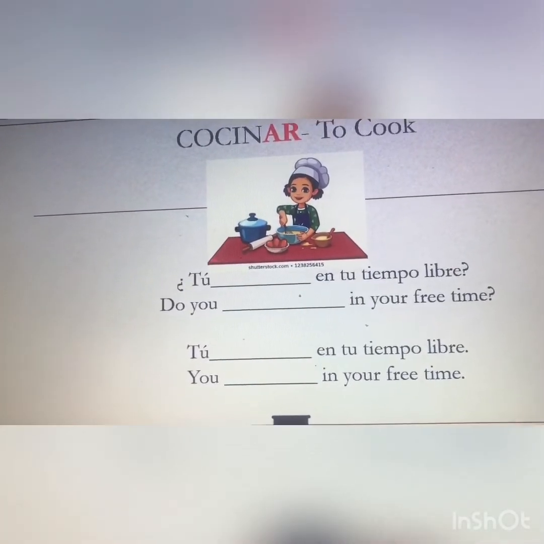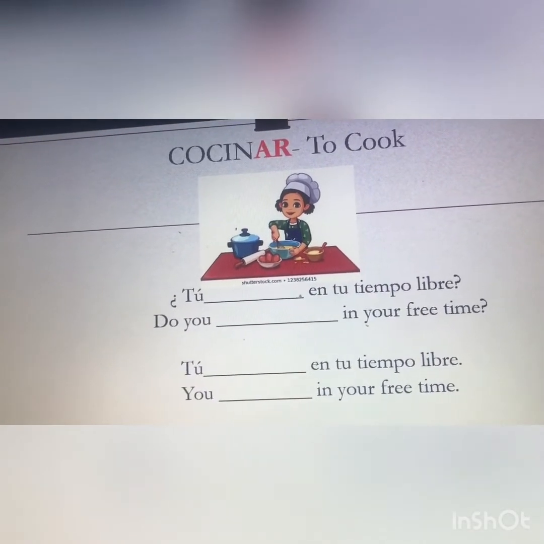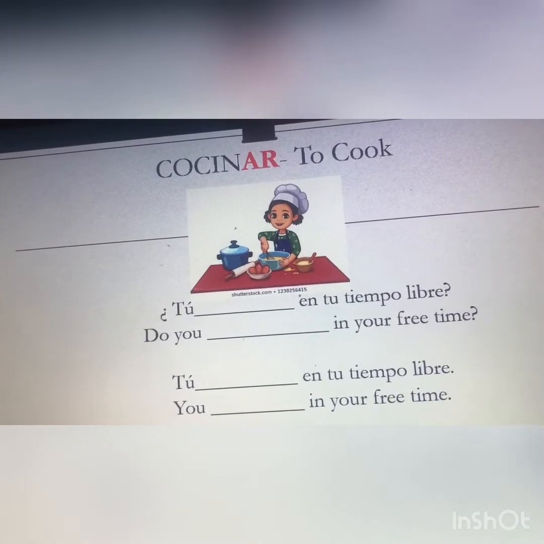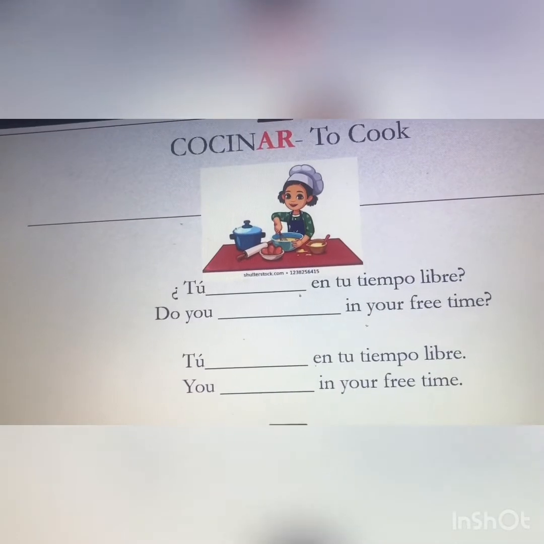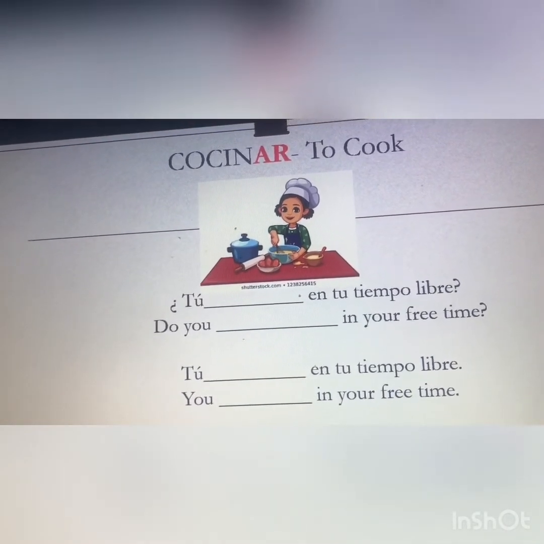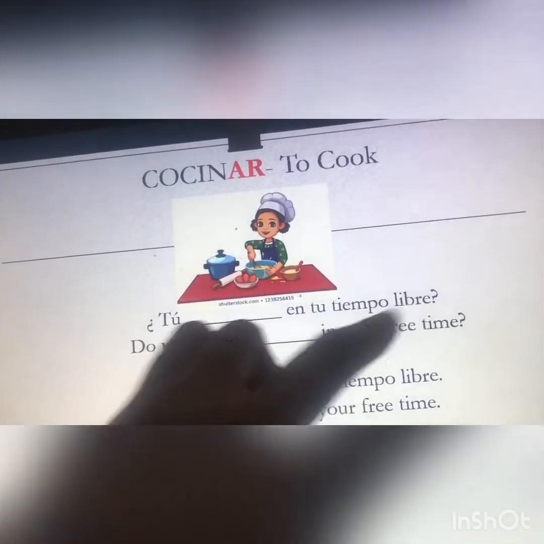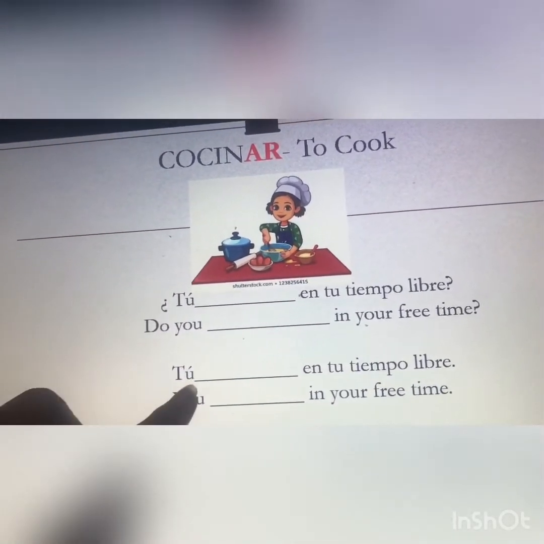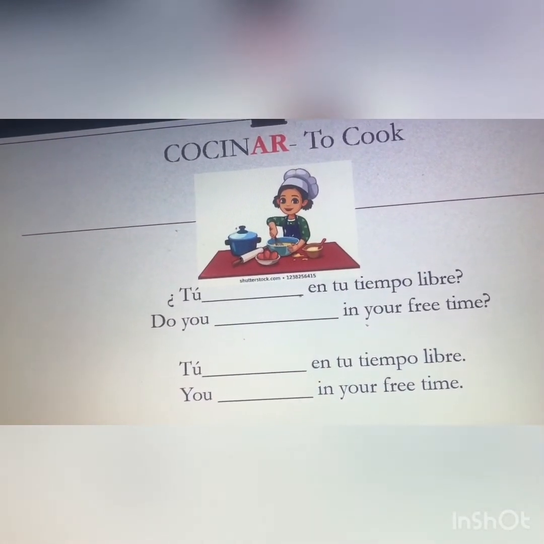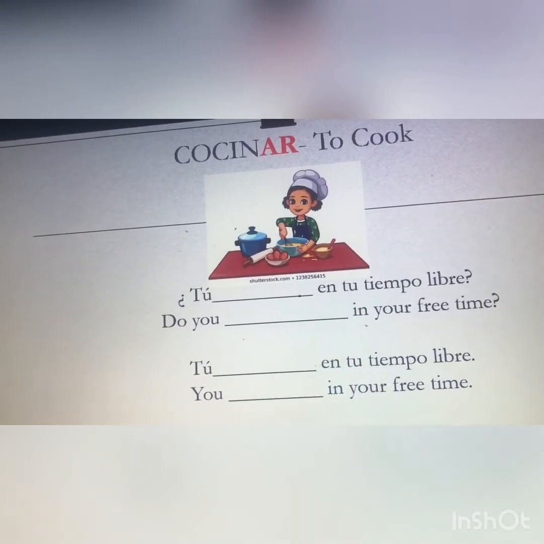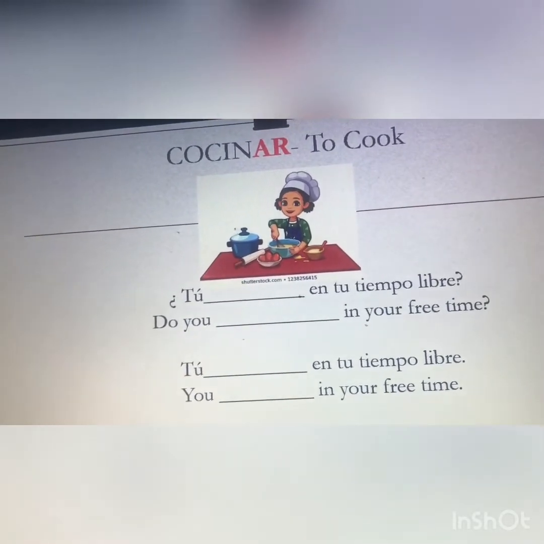Let's look at an example. For example, we have the verb cocinar, which means to cook. So we want to find out from somebody, do you cook in your free time? Or we can say to somebody, you cook in your free time. So we have the question here, tú ___ en tu tiempo libre, or we could say, tú ___ en tu tiempo libre. So we could ask the question, do you cook in your free time? Or we could state, you cook in your free time. So the verb would go on the line.